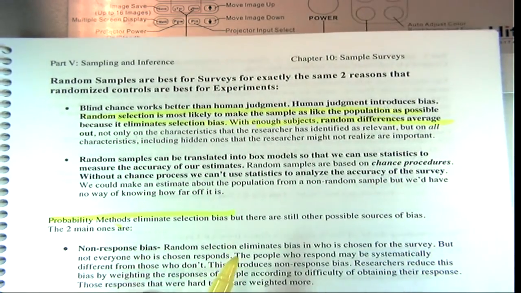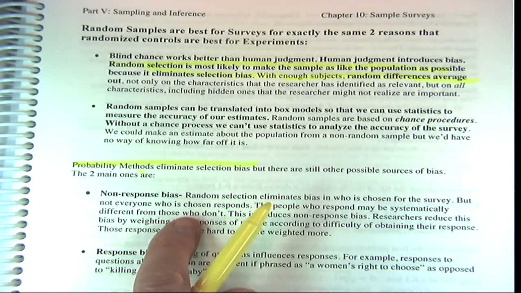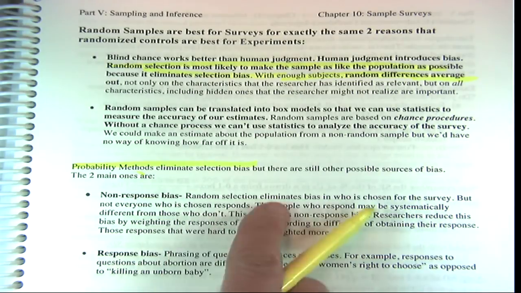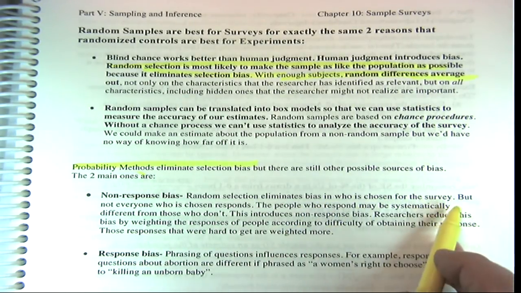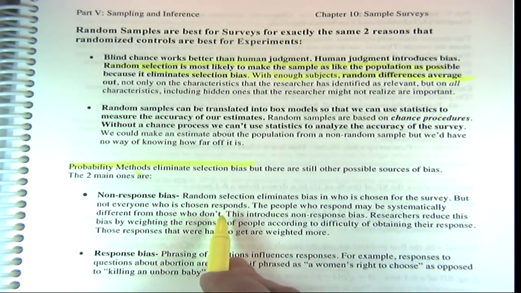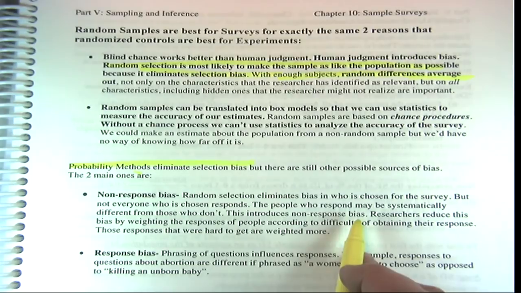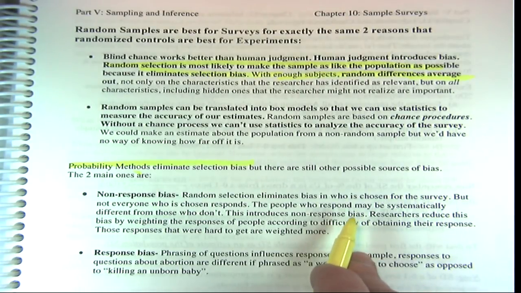And I just talked about this one, the non-response bias. Random selection eliminates bias in who's chosen for the survey, but not everyone who's chosen responds. That's the big problem. They don't respond. And the problem is you can't just say, oh, I have a small sample.